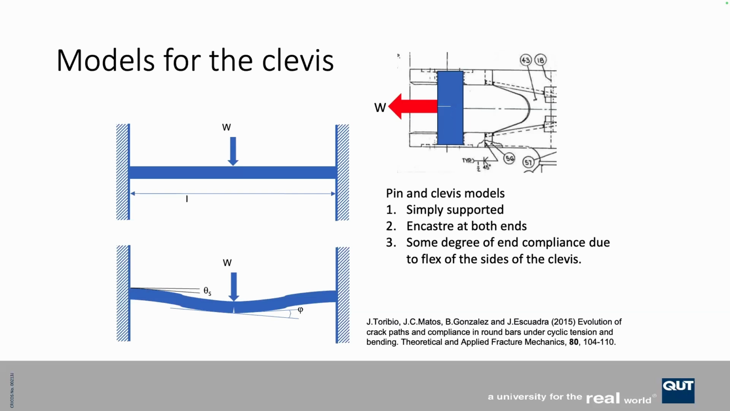So for the encastre method, number 2, the model looked a little bit like what I've drawn on the left side. The only difficult bit of this was actually to work out the compliance of a cracked pin. And I used a lovely paper by Professor Toribio to help me there.